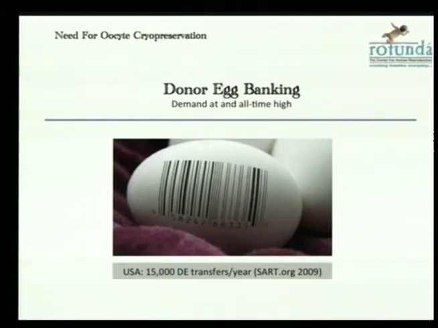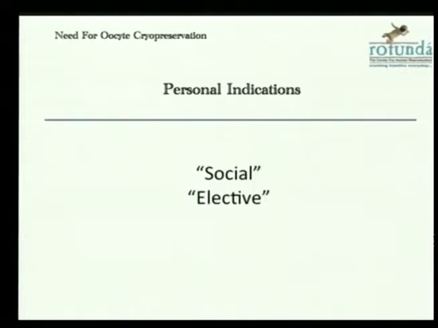Another very important application of egg vitrification is building donor egg banks. If we can learn to use vitrified donor eggs instead of fresh eggs, the management of our egg donation program would become very easy. And finally, now we have new reasons to learn to freeze oocytes, that is social reasons, social oocyte freezing or elective oocyte freezing.